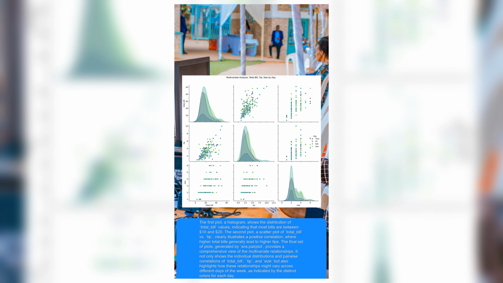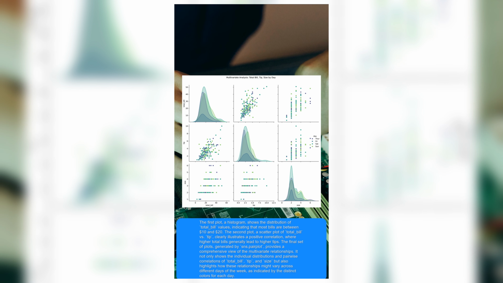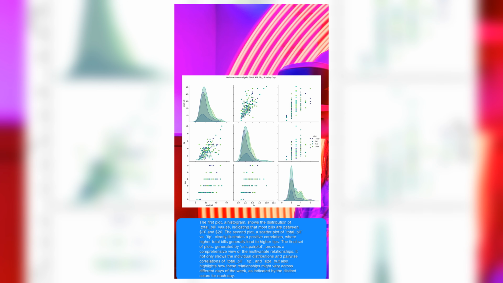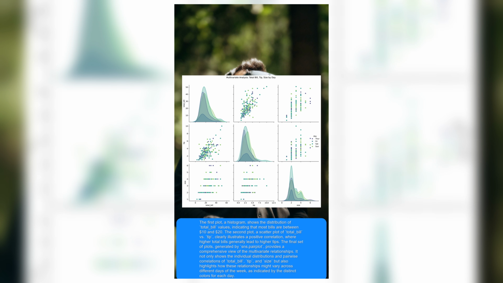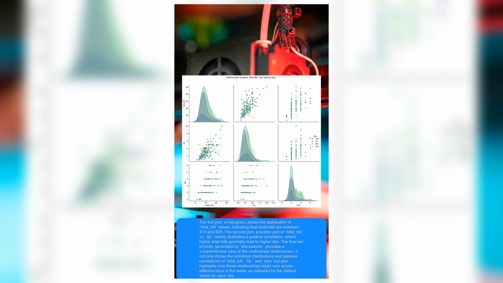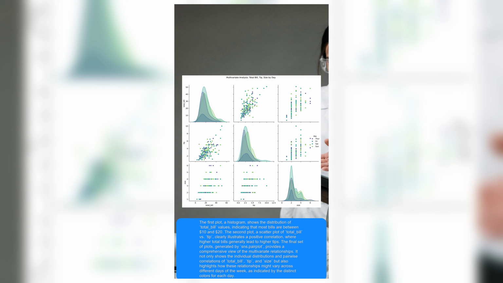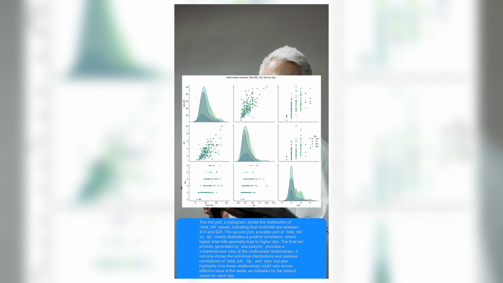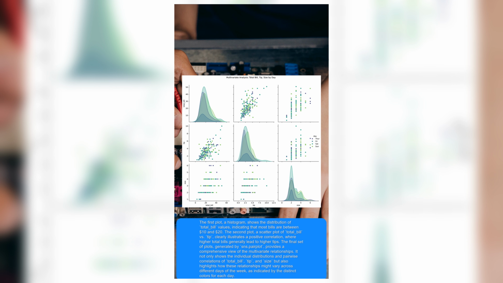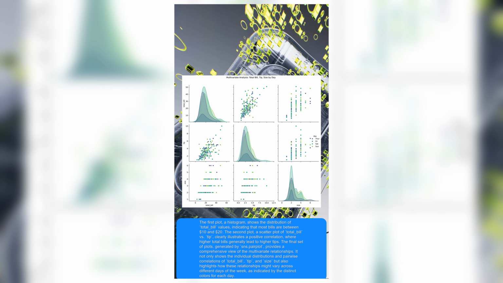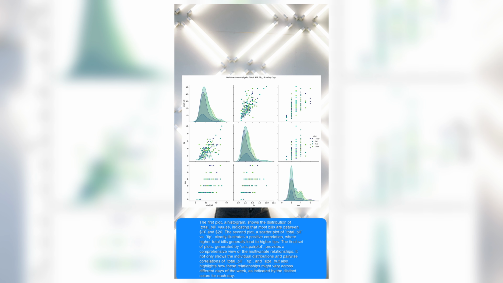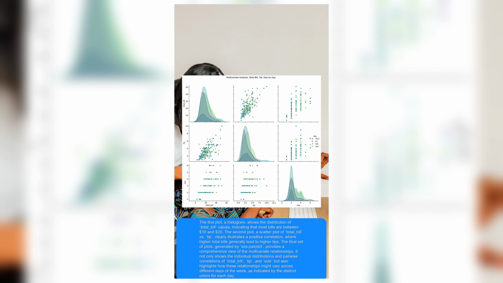The final set of plots, generated by "SNS" pairplot, provides a comprehensive view of the multivariate relationships. It not only shows the individual distributions and pairwise correlations of "total_bill", "tip", and "size", but also highlights how these relationships might vary across different days of the week, as indicated by the distinct colors for each day.